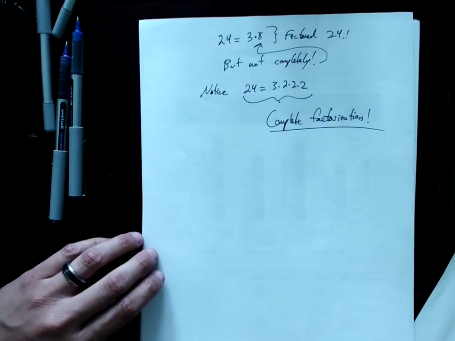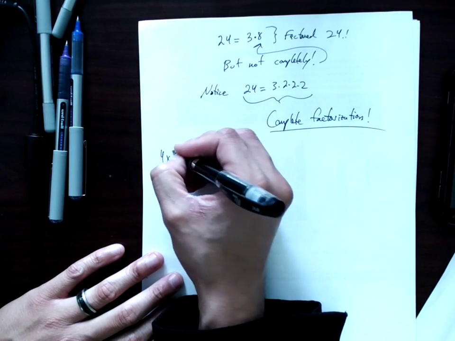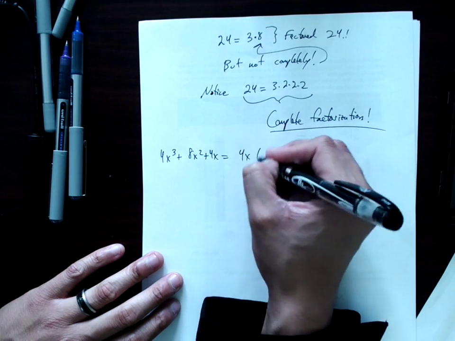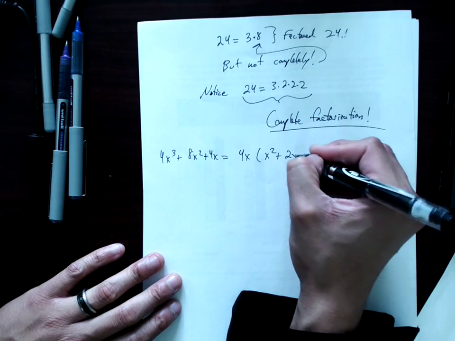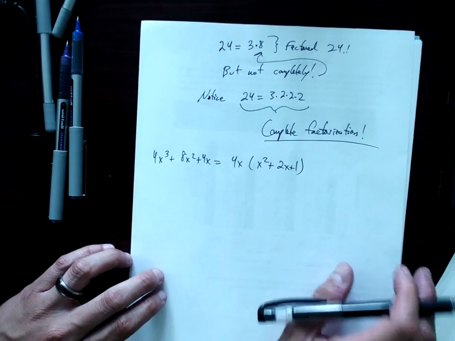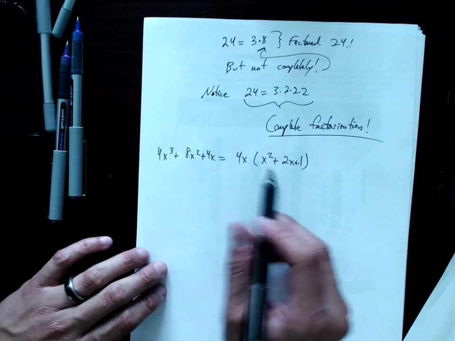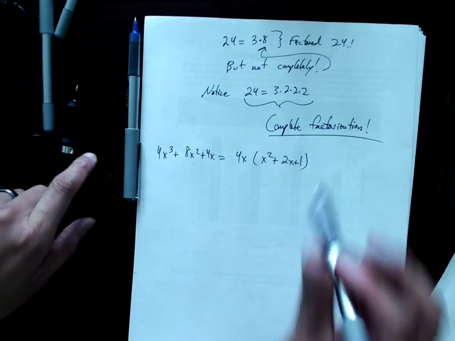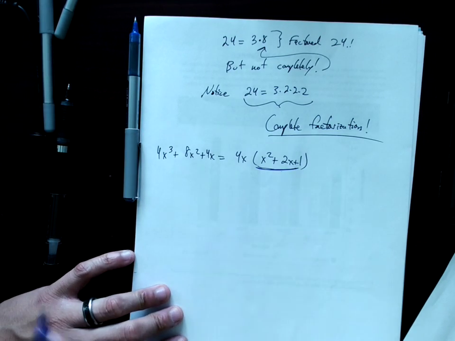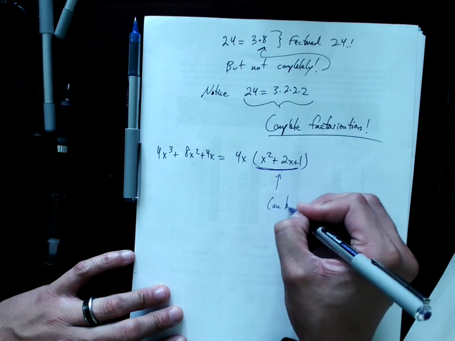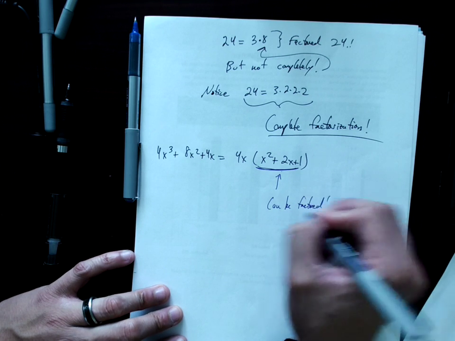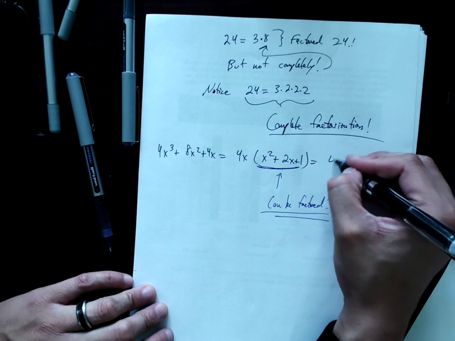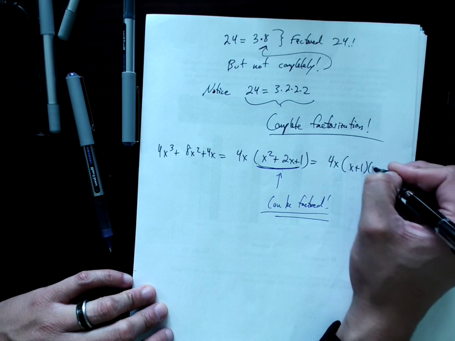All right, so where were we last time? Last time we concluded that 4x cubed plus 8x squared plus 4x is 4x times the quantity x squared plus 2x plus 1. And so what do we do now? I have my two factors, and hopefully we notice that this can also be factored. How can this be factored? This becomes 4x times x plus 1 times x plus 1.